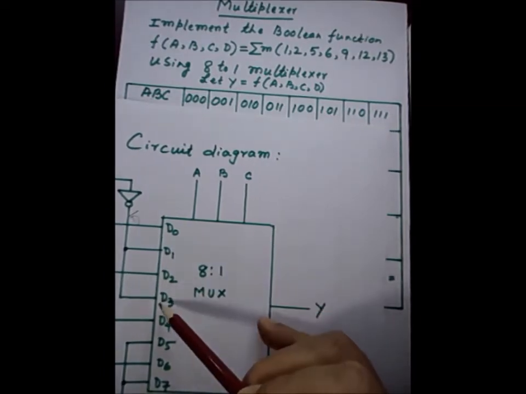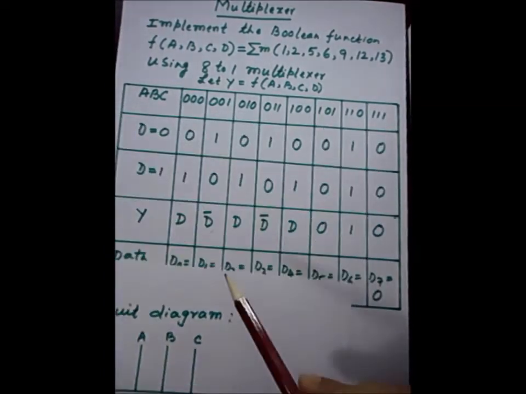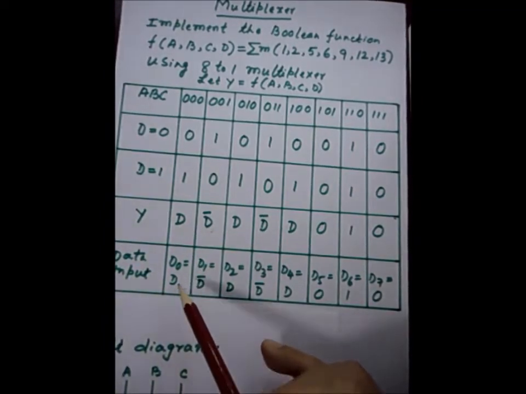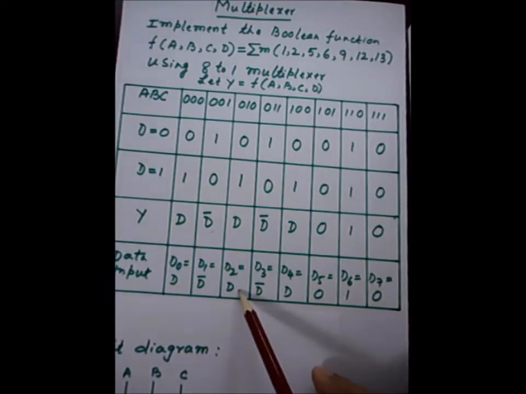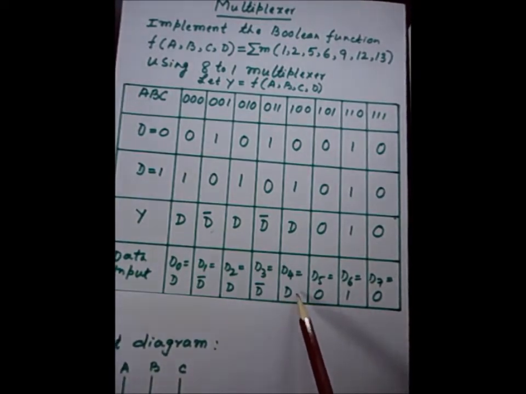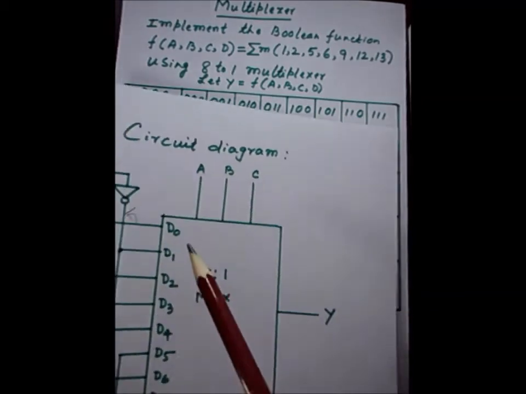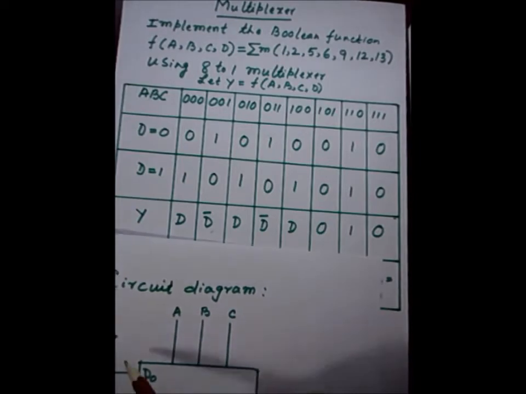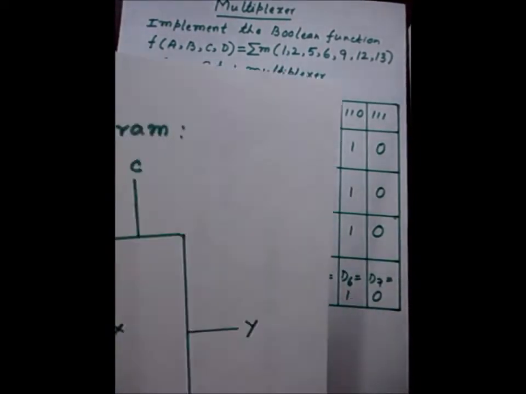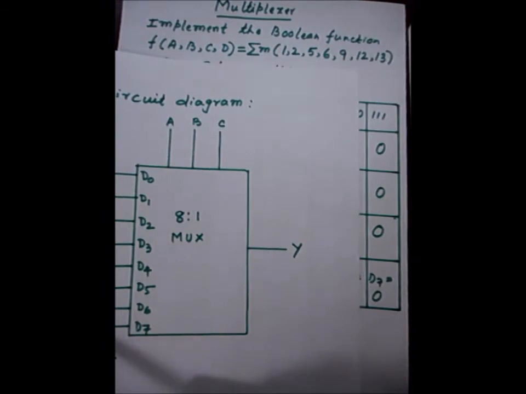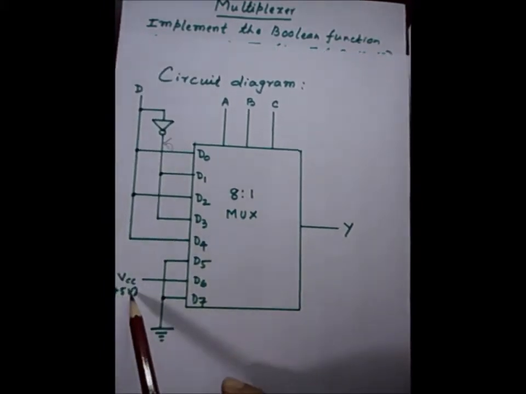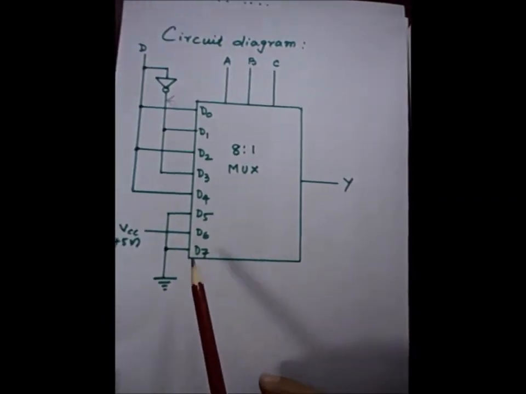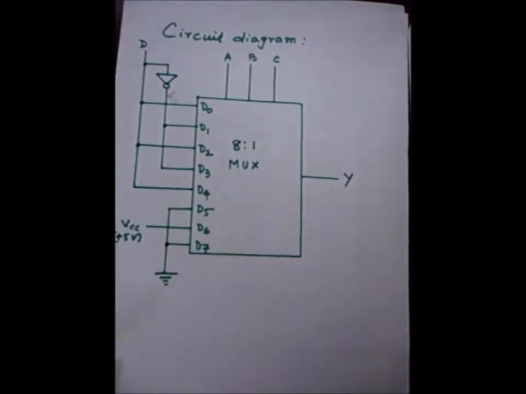Therefore, D1 and D3 are connected to D bar, and you can see D0, D2, and D4 are connected to D, and D6 is 1. D6 is 1, connected to VCC, which is 5 volt. VCC you can say is 5 volt, and D7 is grounded. You can say 0 voltage because it is 0.